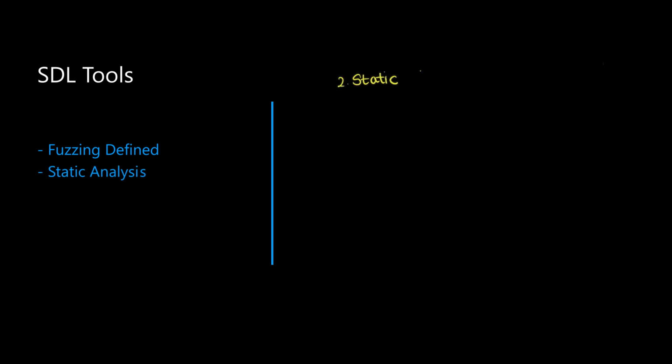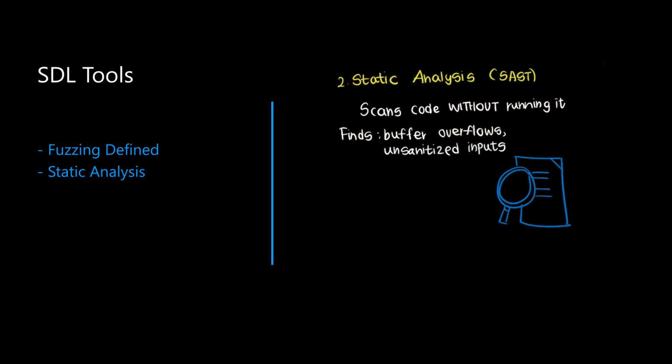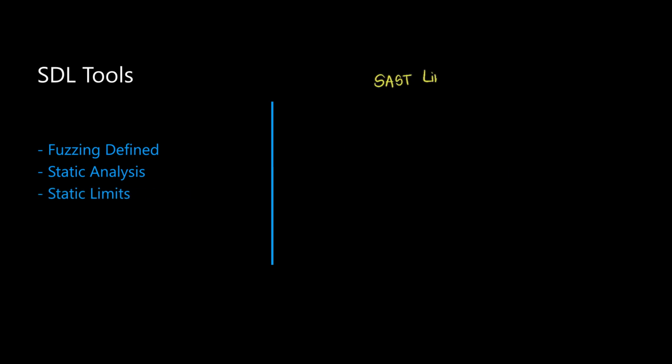Static analysis, also called static application security testing, or SAST, examines code without actually running it. The tool scans source code for common security defects like buffer overflows and unsanitized inputs. Static analysis scales well because it can chew through huge code bases faster than any human could. It also runs at 2 in the morning just as effectively as during business hours, which is something human reviewers cannot claim. But static analysis has limits.